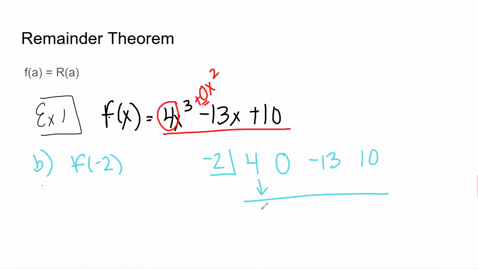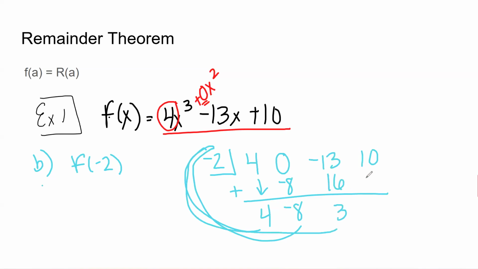Let's drop down, multiply, add, multiply, add, multiply, add. So we can say that f of negative 2 is 4.